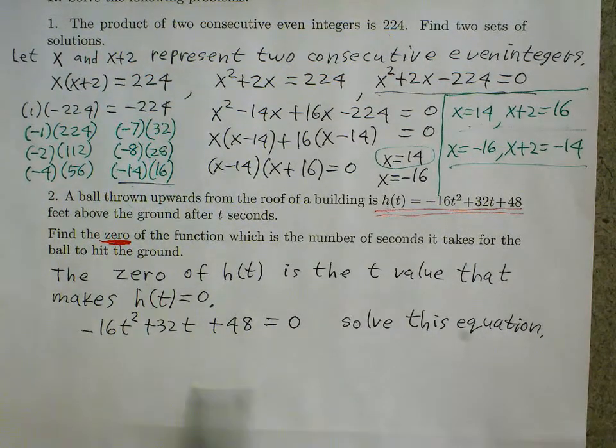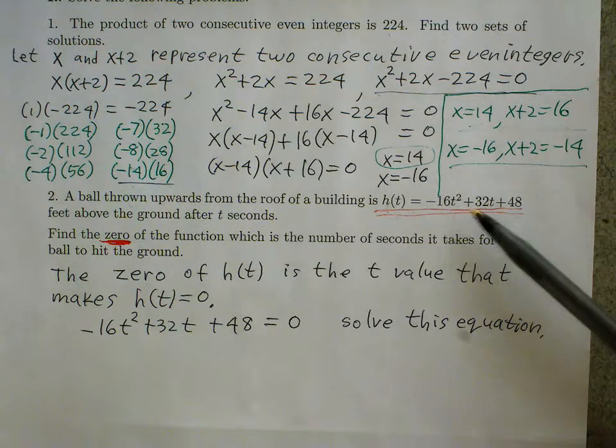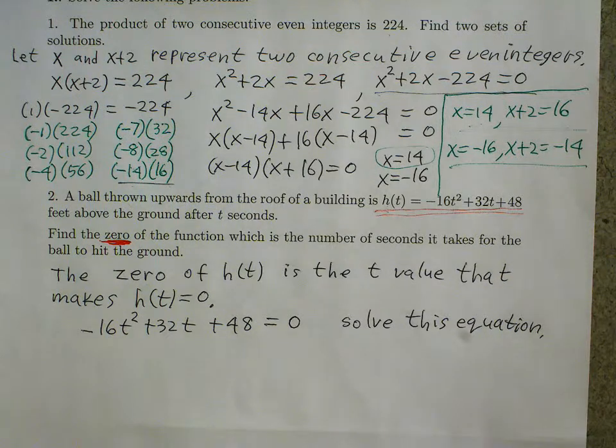This equation has two solutions, but one of the solutions for t will be negative. And in the context of this problem, a t value that's negative doesn't make sense, because as far as I know, we can't go back in time, right? Time is not negative. Time is only 0 or positive.